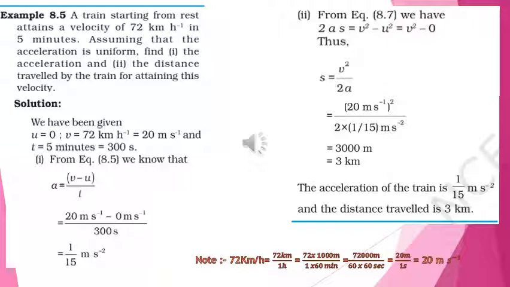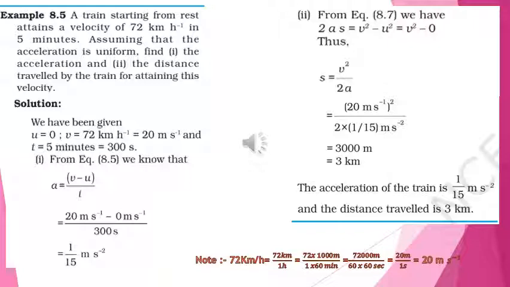Now see the second condition. For the second condition we have to calculate the distance. But this distance we will get from where? From the third equation of motion, that is 2as equals v square minus u square. Now here u square is equal to 0. V square we already know, and a we have just now calculated. So substitute the values and find s, which comes to 3000 meter.